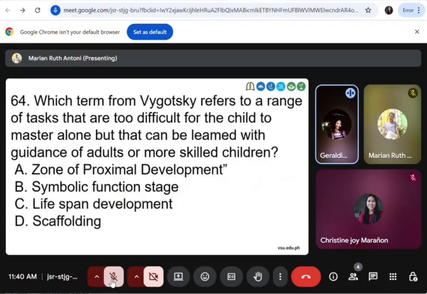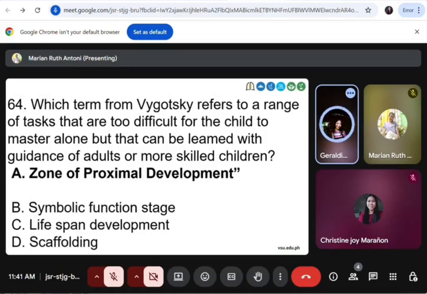which term from Vygotsky refers to a range of tasks that are too difficult for the child to master alone, but that can be learned with the guidance of adults or more skilled children? A. Zone of proximal development. B. Symbolic function stage. C. Lifespan development. Or letter D. Scaffolding. So the correct answer is letter A, zone of proximal development.